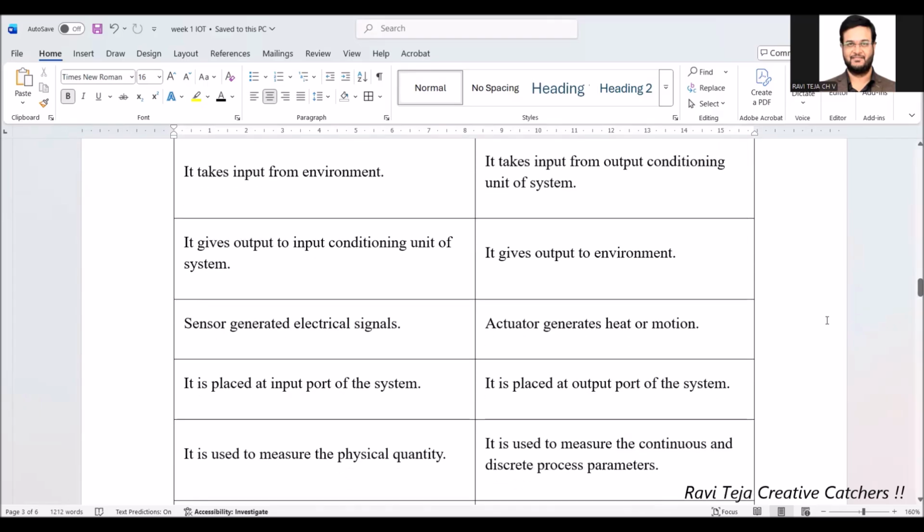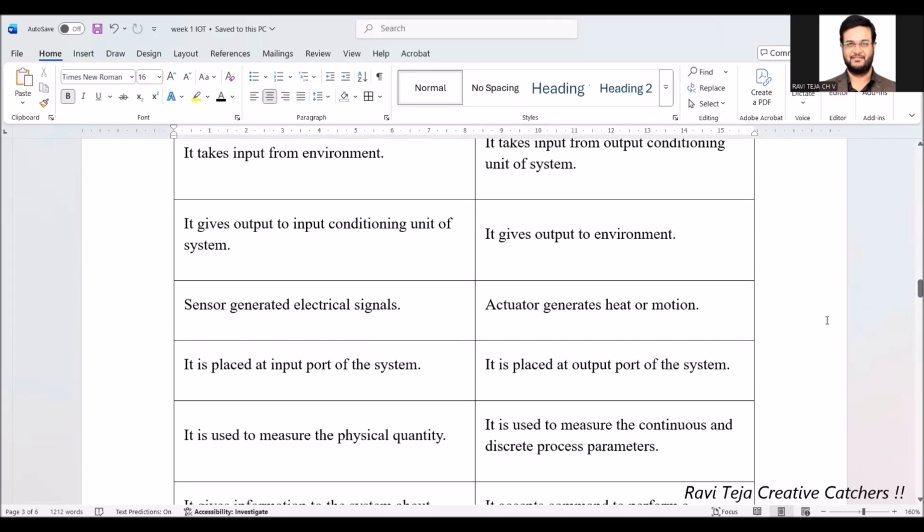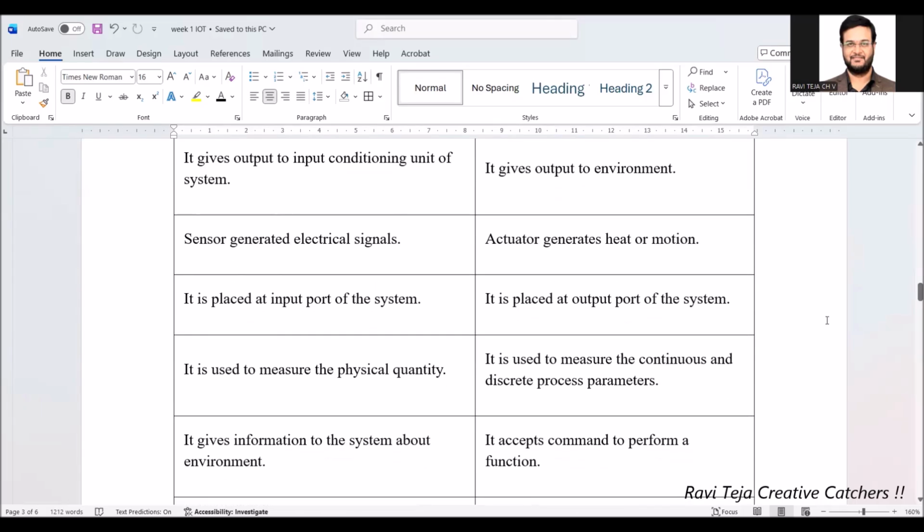Okay. The sensor is placed at the input port of the system and the actuator is placed at the output port of the system. The sensor is generally used to measure the physical quantity, and the actuator is used to handle continuous and discrete process parameters. For example, a 360 rotation of the motor, or a servo motor which can rotate 180 degrees, or a stepper motor which rotates in the form of steps. All these things can be considered under the actuator.